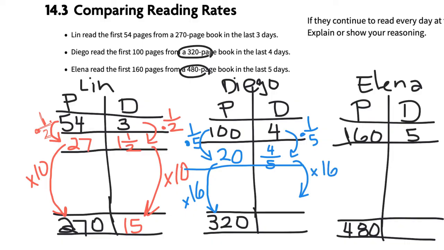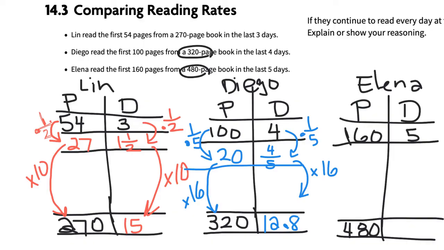So 4/5 happens to be 0.8, right? 4/5 is 0.8. And then I'm going to multiply that 0.8 by 16, and that gives me 12.8. So it's going to take Diego 12.8 days to read his 320-page book.